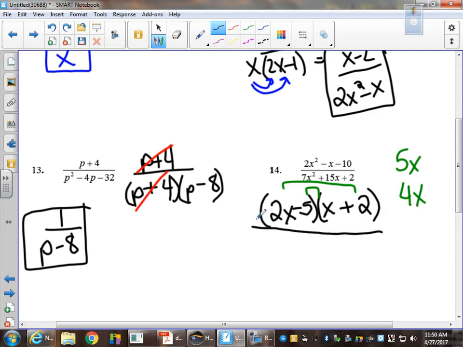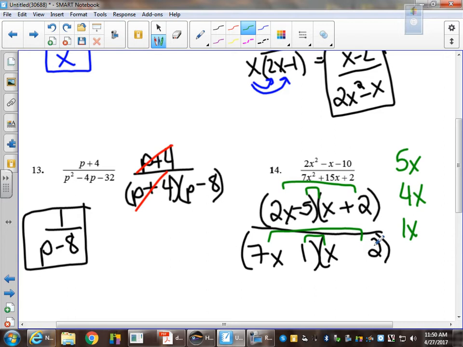Now we can factor the denominator. We're going to have 7x times x, 2 and 1, because 1x, 14x will give us 15x. They both have to be positive. Now watch. We can cancel out an x minus 2 and an x minus 2.